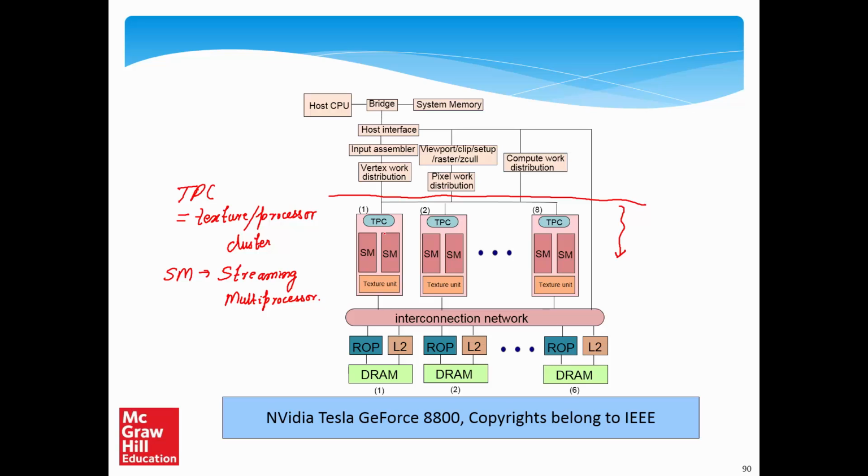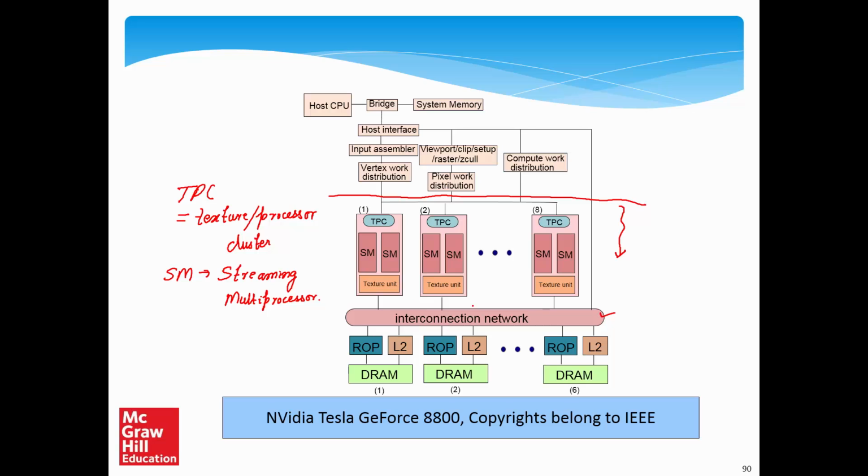So a TPC contains two SMs, where one SM contains multiple processors, and then they have a texture unit whose job is to do additional texture processing. All of these 8 TPCs are connected via an interconnection network. Note that this is an important structure, so we'll study more about it after we finish GPUs. We'll look at interconnection networks.